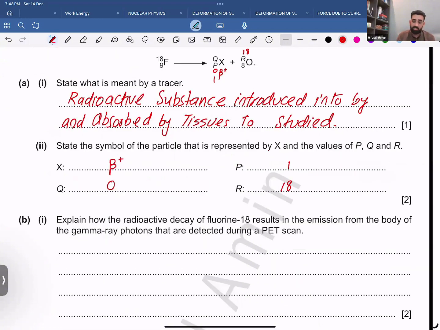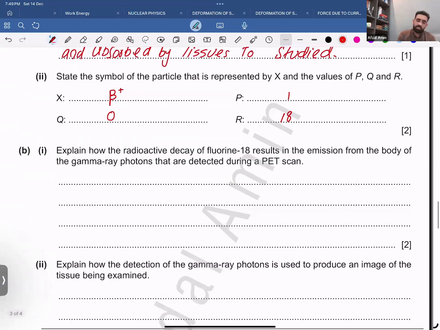How the radioactive decay of fluorine results in the PET of the body that are detected. A previous question was about how they emit the gamma. Here they are talking about the emission of the gamma ray photons that are detected during the PET. You need to talk about emission only: how the radioactive decay results in the emission. So same as what you wrote previously.